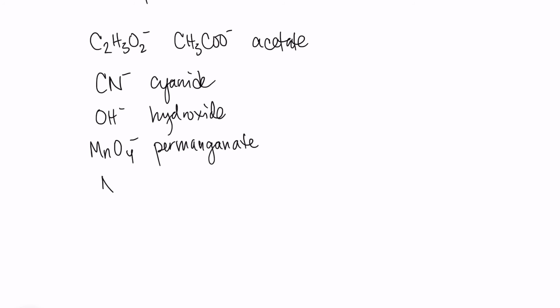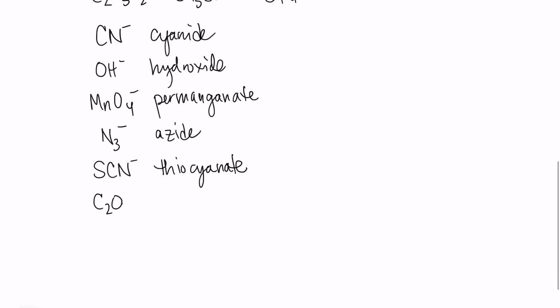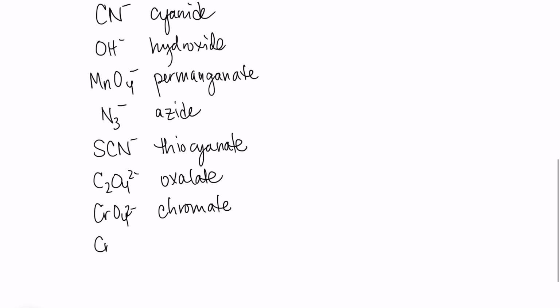We have azide. This is N3-. This one's kind of a funky one because it's only made of nitrogen atoms that are bonded together. And we'll have SCN-, which is thiocyanate. We have C2O4 2-, which is oxalate. CrO4 2-, chromate. And there's dichromate, which isn't exactly double, so it's a little bit confusing, but there's 2 chromium atoms, 7 oxygen atoms.